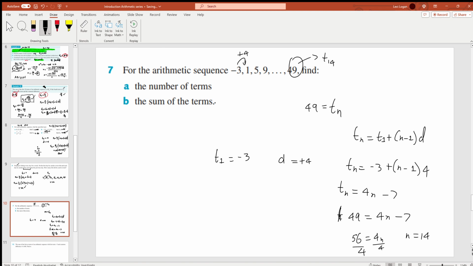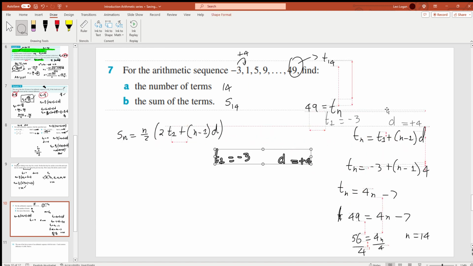And now we're asking for the sum of the terms. So the number of terms is 14, and now we're asking for S of 14. So S of n is n on 2, twice the first term, plus n minus 1 times by d. You notice we're using a lot of this formula stuff still, even though it's the series part of it. It's all interlinked pretty much.